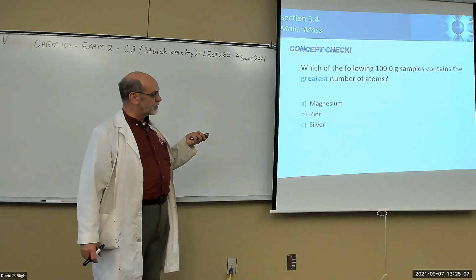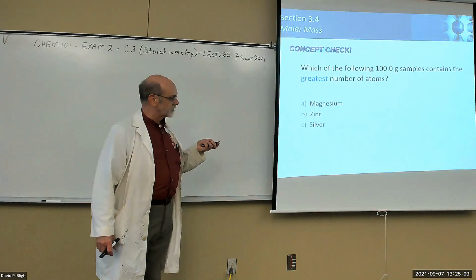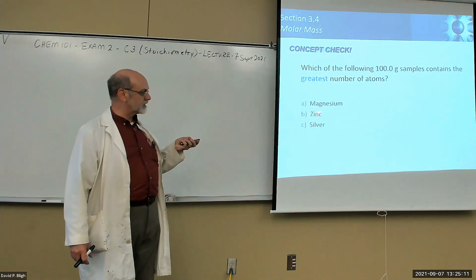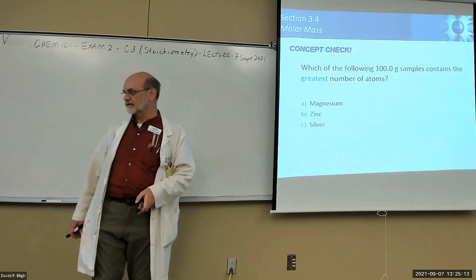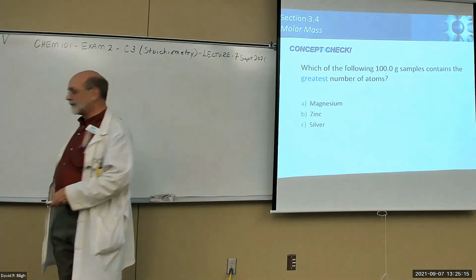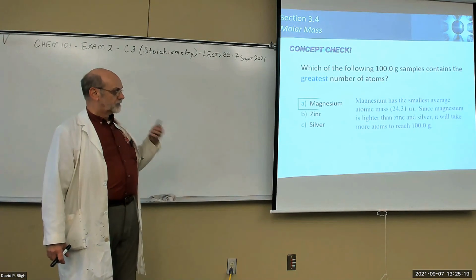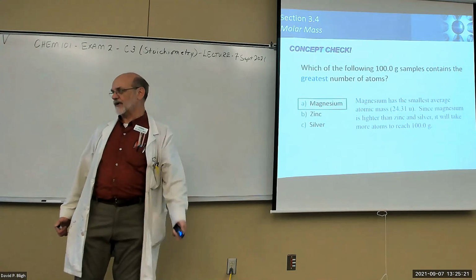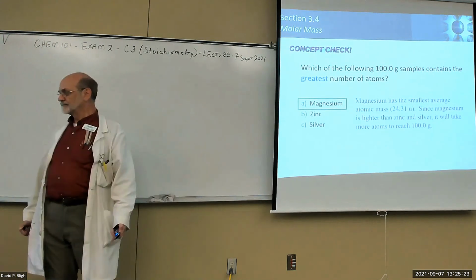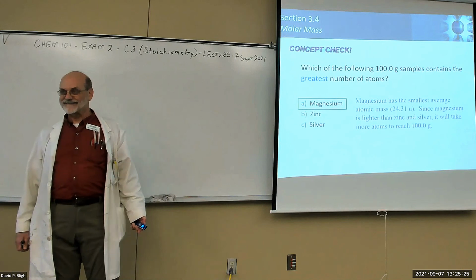So you just look it up in the table, right? Silver is the heaviest, then zinc, magnesium is the lightest. So magnesium will require more atoms to make up 100 grams. Okay?